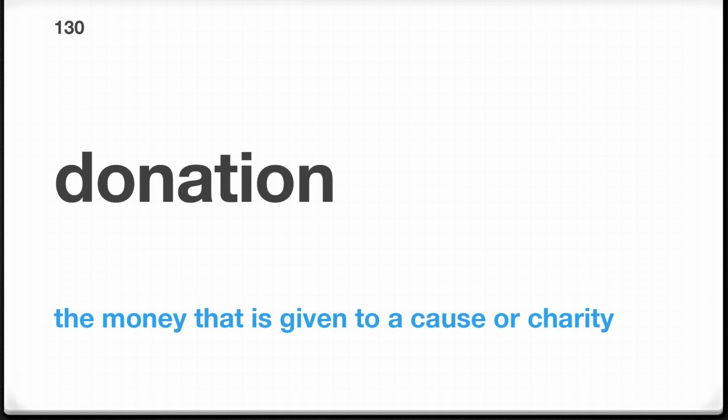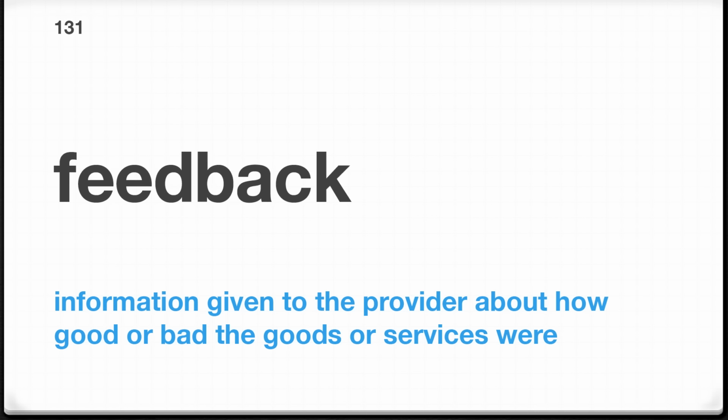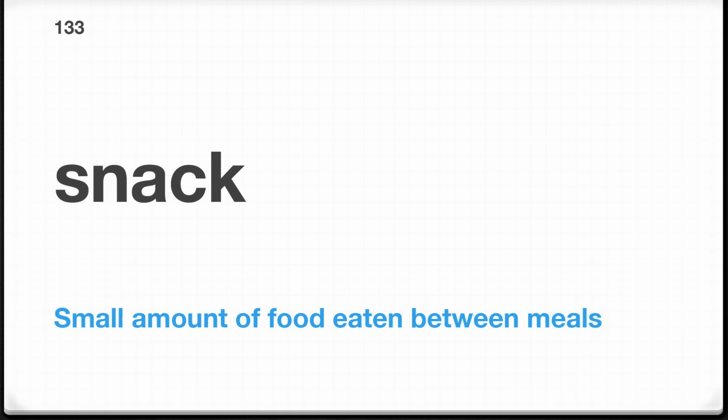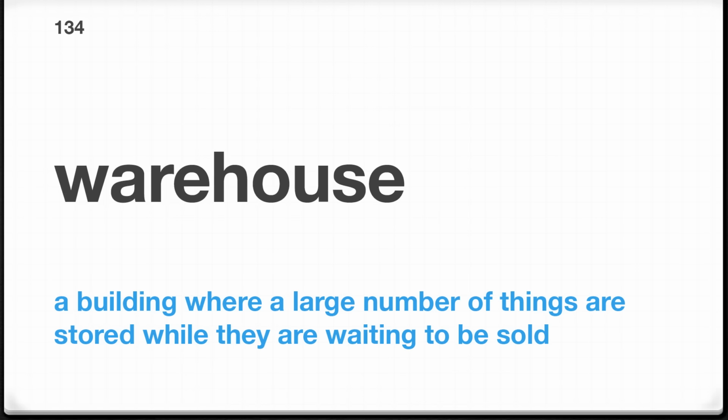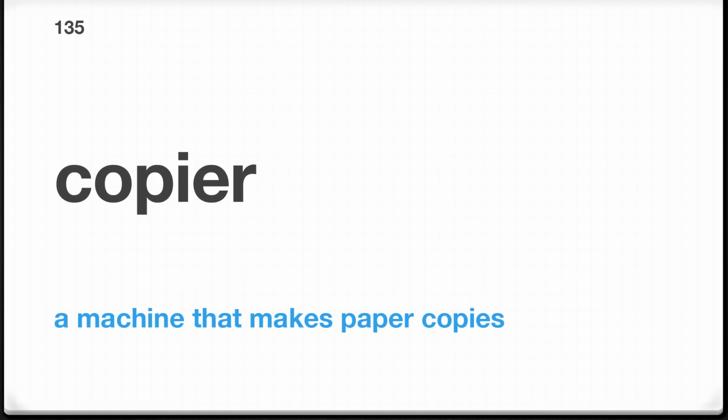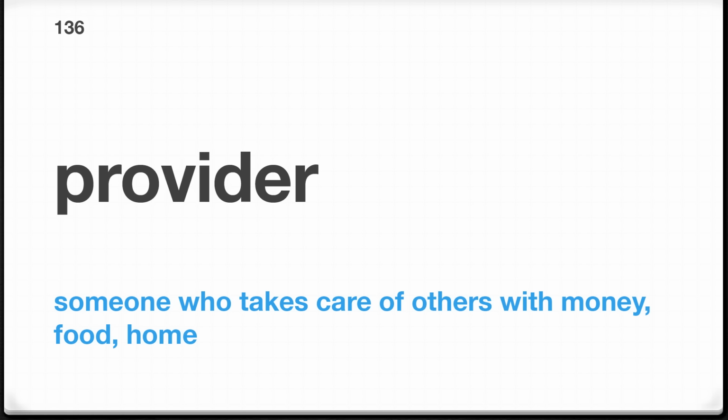The money that is given to a cause or charity. Donation. Information given to the provider about how good or bad the goods or services were. Feedback. Very soon. Shortly. Small amount of food eaten between meals. Snack. A building where a large number of things are stored while they are waiting to be sold. Warehouse. A machine that makes paper copies. Copier. Someone who takes care of others with money, food, home. Provider.